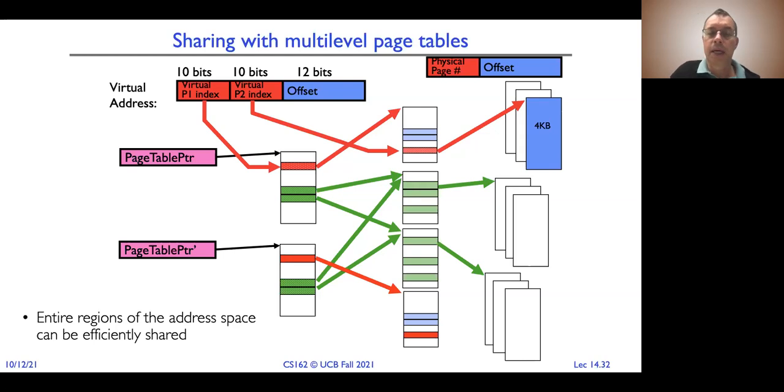And what you can see here is that some of the second level page tables are shared. And obviously all the pages to which entries in the shared page tables point are also shared, right?